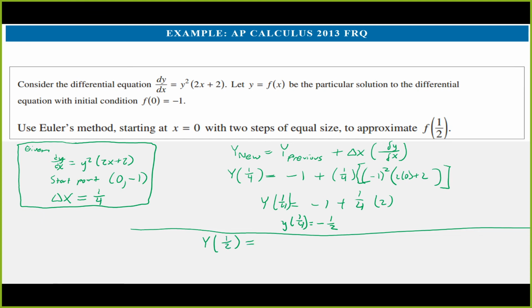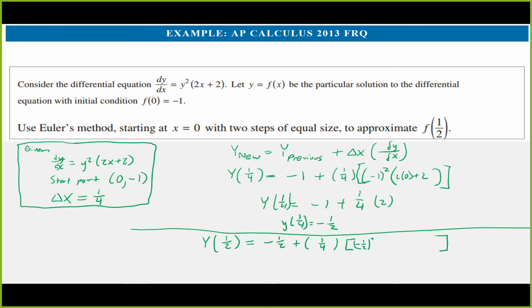Okay, it should be equal to our previous y value, -1/2, plus my change in x, 1/4, times our derivative based on the previous x and y value. 1/4. Okay, you're right. So I'm going to plug that in though.